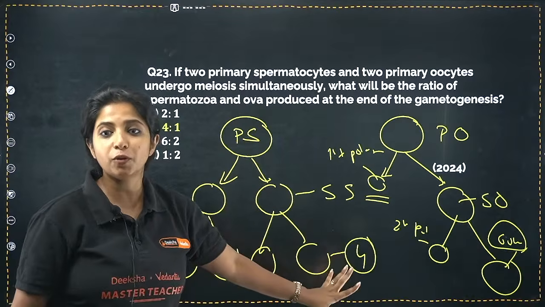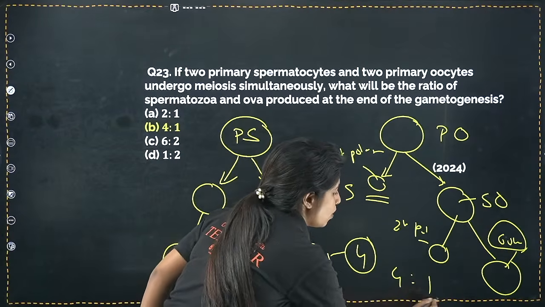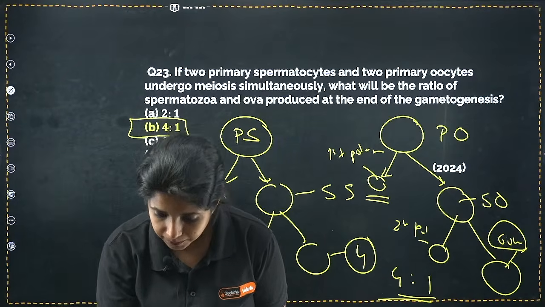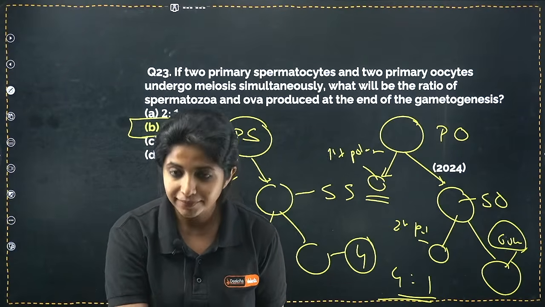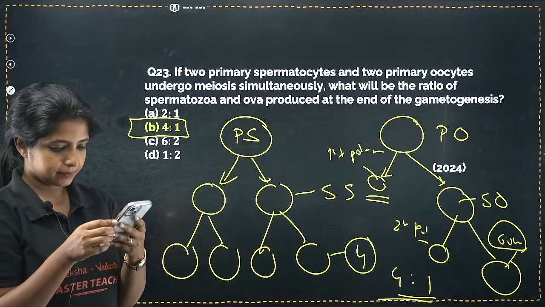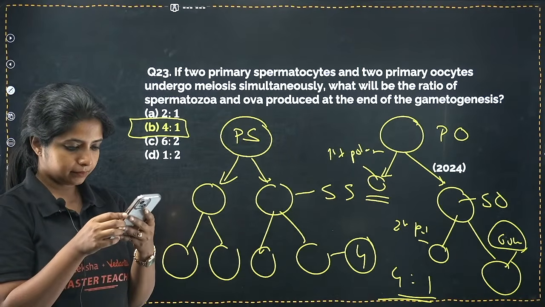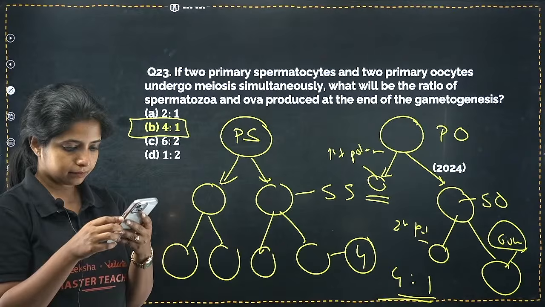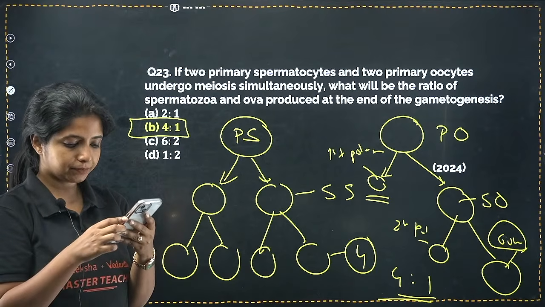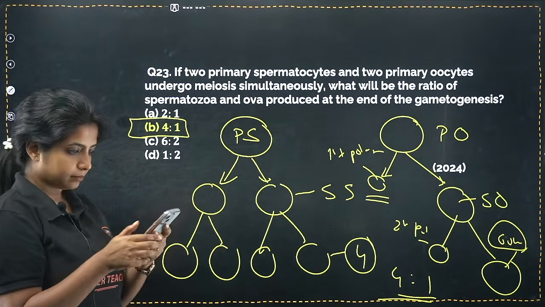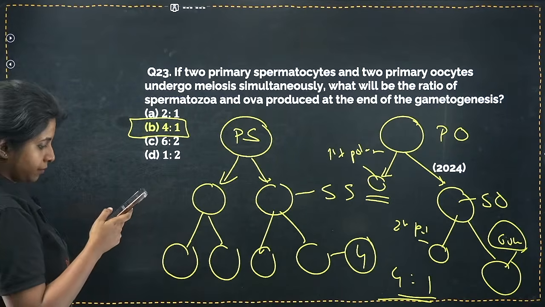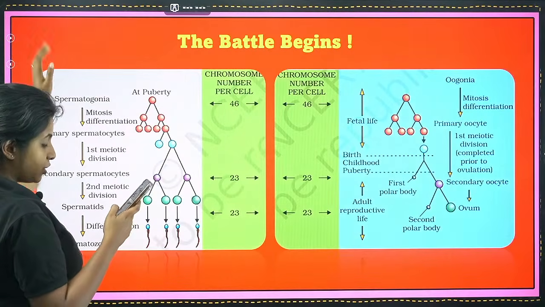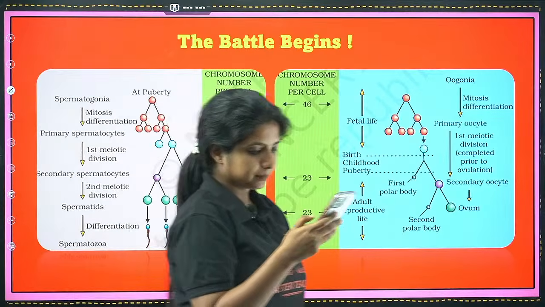From here, you got 4 of them. So 4:1 is going to be the answer for this particular question. Your answer is going to be B. I hope, children, it is clear. This is a very important question.